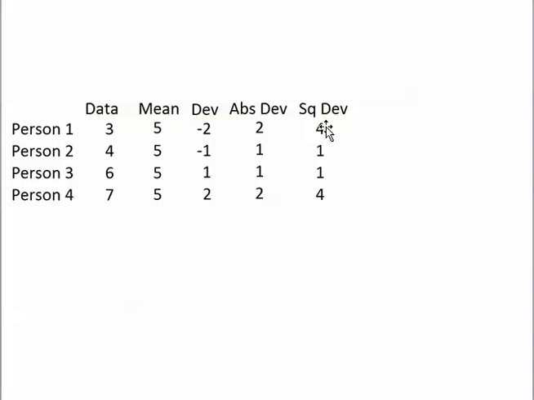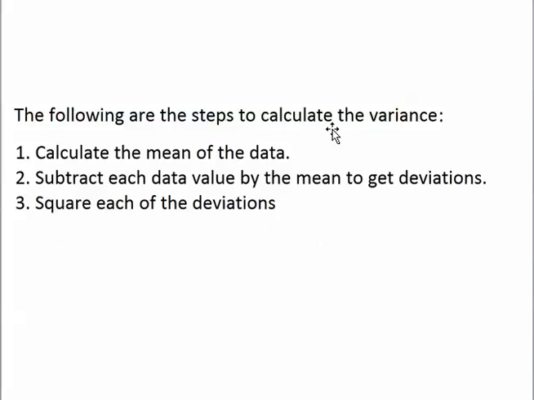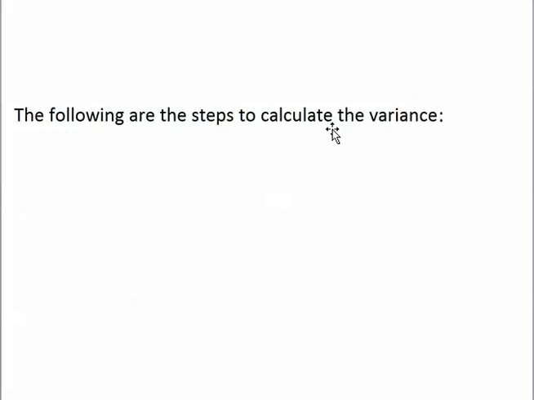And if you calculate these squared deviations and you get this other column here, you can actually use this column to calculate two other values called the variance and standard deviation. And those are the last two measures of dispersion that we'll talk about. So here, let's go through the steps of calculating the variance.